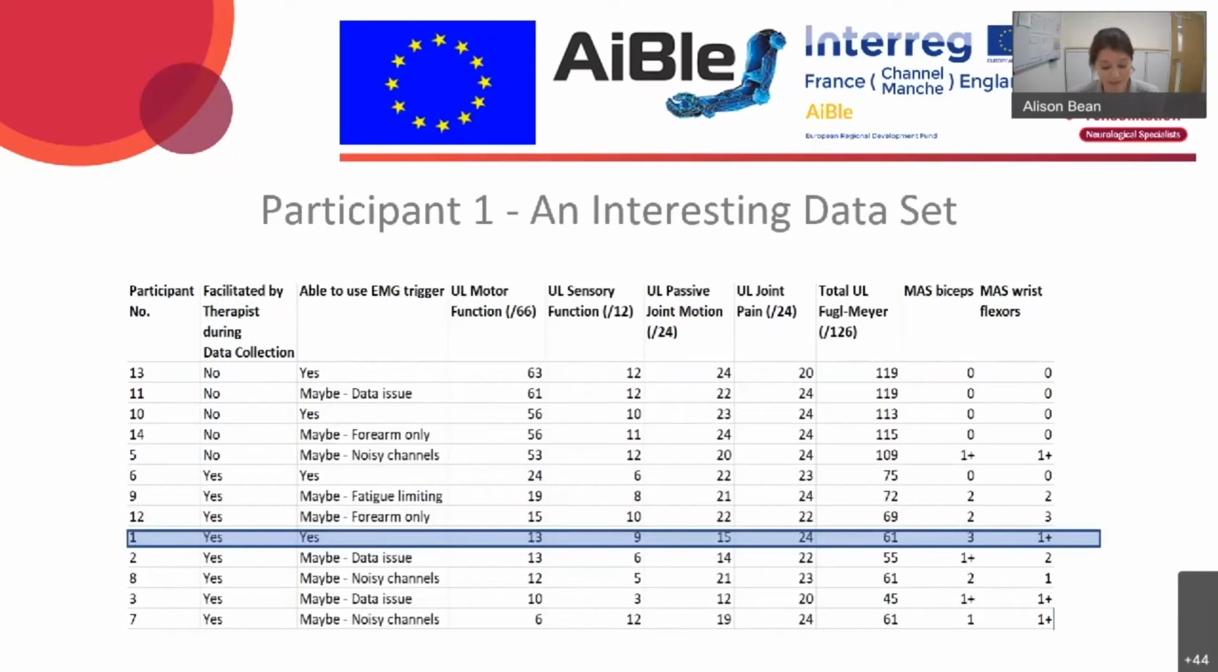So they were facilitated by a therapist, which has a risk of noise interference, as we've said. Their upper limb motor score was 13 out of 66, stratifying them as severely impaired. Their total Fugl-Meyer score was one of the lowest at 61. And with sensory deficit and pain reported, they also had some of those other factors, along with spasticity in their biceps and wrist flexors.